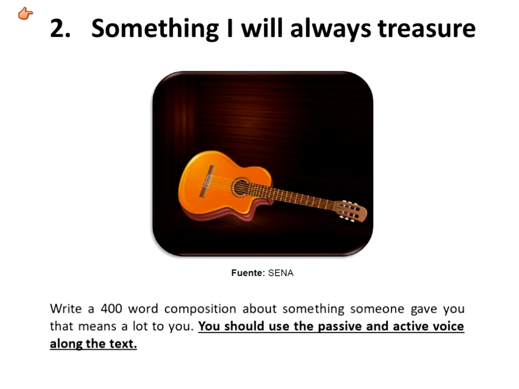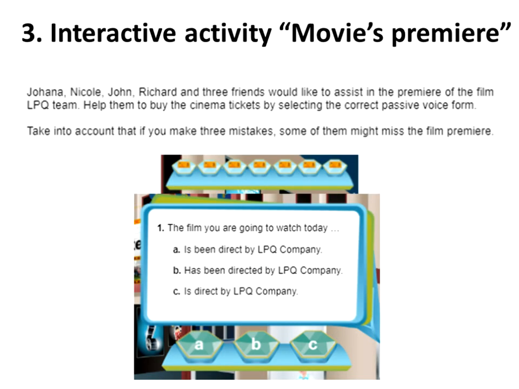The second activity is something I will always treasure, in which you have to write a 400-word composition about something someone gave you that means a lot to you. You should use the passive and active voice along the text. Remember that I'm going to check that you are using the main topic of this activity in all the evidences you are sending to me.